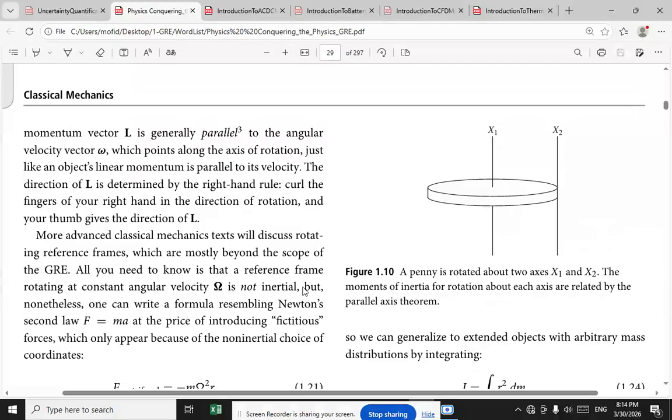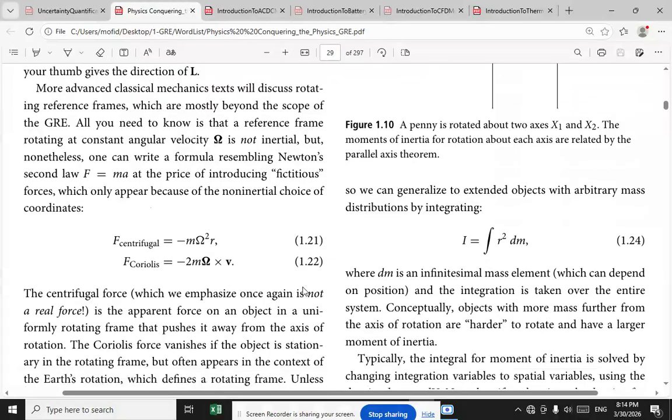More advanced classical mechanics texts discuss rotating reference frames, which are mostly beyond the scope of the GRE. All you need to know is that a reference frame rotating at constant angular velocity is not inertial, but nonetheless one can write a formula resembling Newton's second law, F equals mr, at the price of introducing fictitious forces, which only appear because of the non-inertial choice for coordinates.